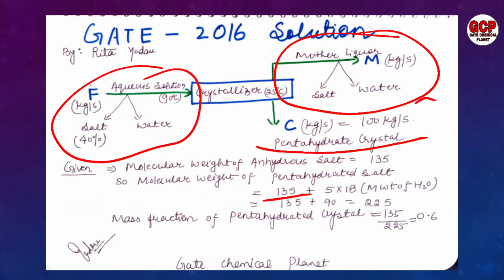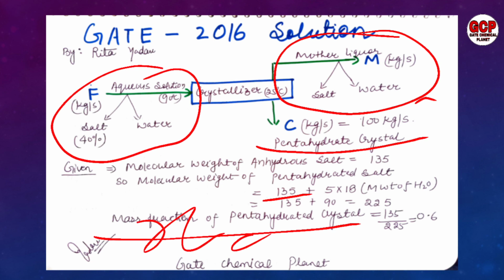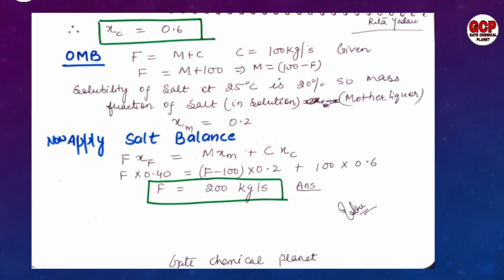Now we can easily calculate the mass fraction of the pentahydrated crystal. This value is Xc, and Xc equals 135 divided by 225, and we get the value 0.6. Now we will apply the overall material balance. We can write F equals M plus C. The value of C is already given, so we can write M equals F minus 100.